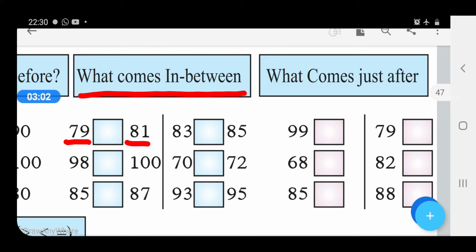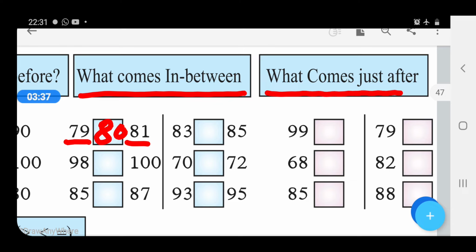Okay, now tell me, what comes after 79 in forward counting? Yes, 80. Very good. And what comes before 81 in backward counting? It is also the number 80. So write here the number 80 between these two numbers. Okay? Clear? Good. Now let's move to the next part of second sum.